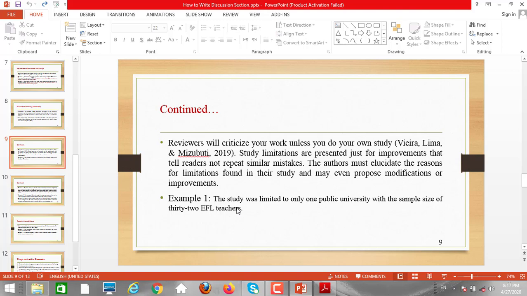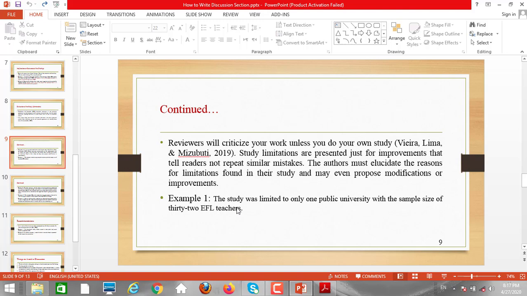Also keep in mind that you have to provide some reasons for the shortcomings you faced during your research, and also propose some ways for improvement, so that future researchers do not repeat the same mistakes that you made.